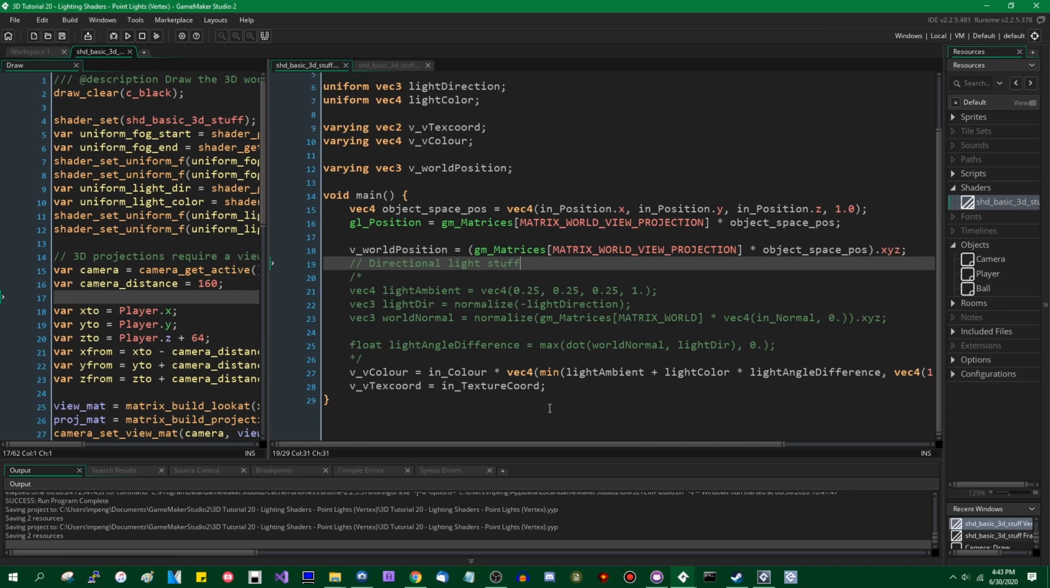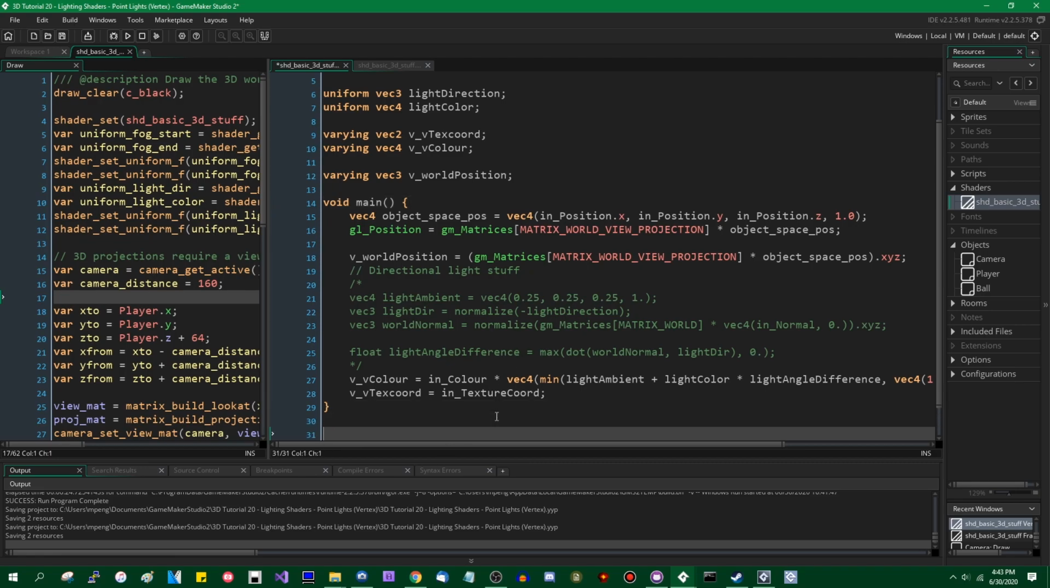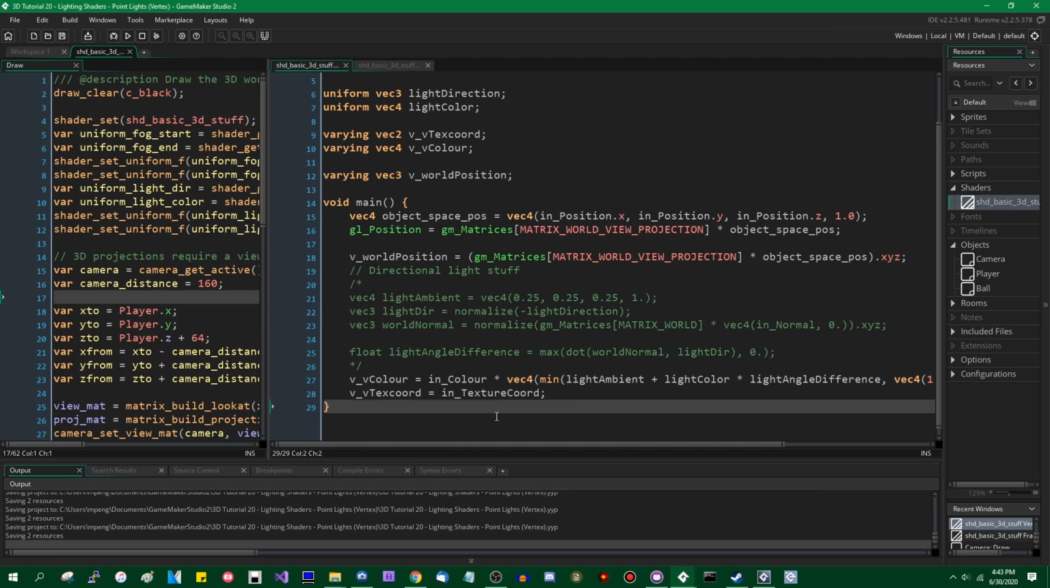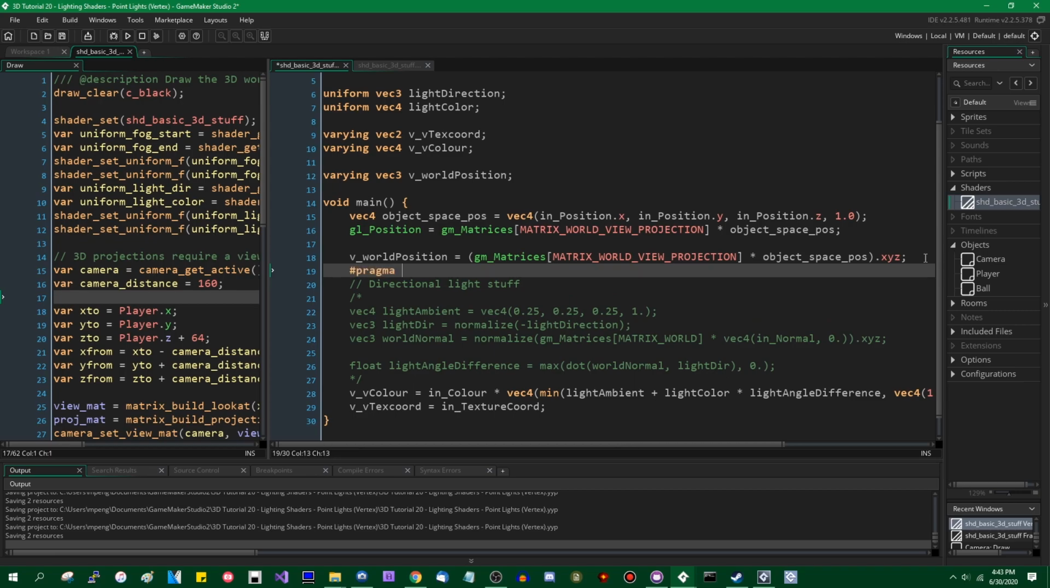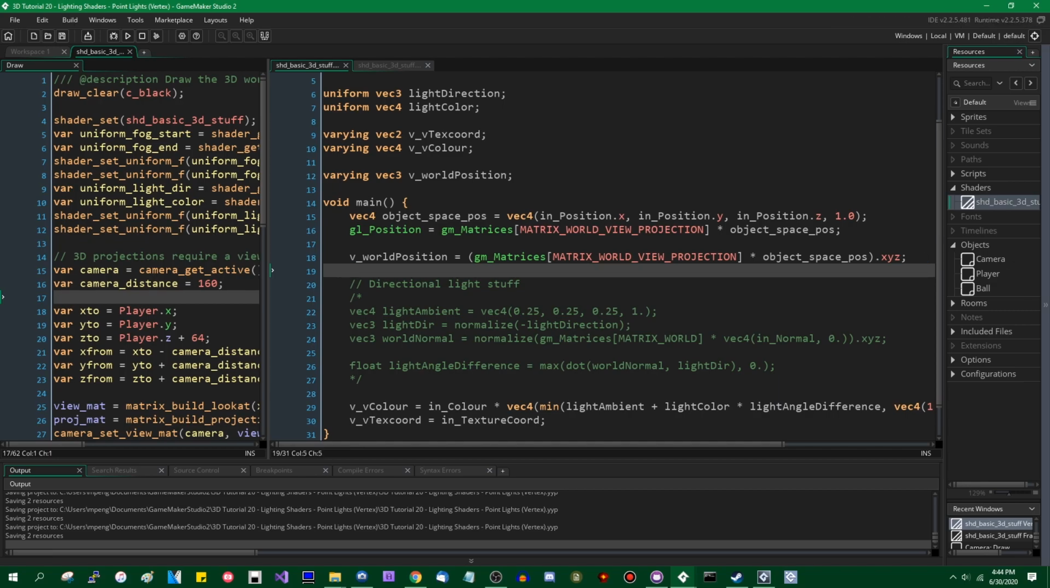You know what I could also do is put it in another function. I haven't really talked about other functions in shaders before. You can define other functions besides main. So if you wanted a function called calculate light or something, you could. I will not do that now. This doesn't work, right? No? Alright. Can't do code folding in shaders. That's unfortunate. Let's talk about point lights.